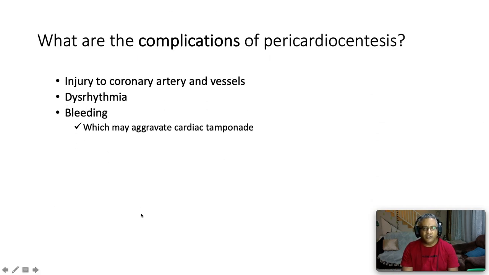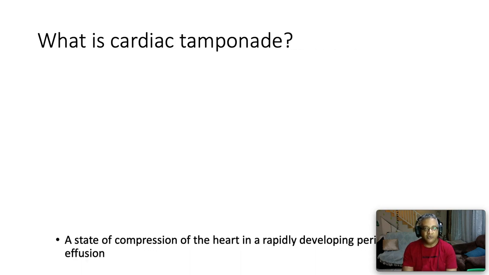What are the complications of pericardiocentesis? So you can cause injury to the coronary arteries and vessels. You can cause an arrhythmia, so it's good to also do it under ECG guidance, and bleeding, which may aggravate cardiac tamponade. What is cardiac tamponade?